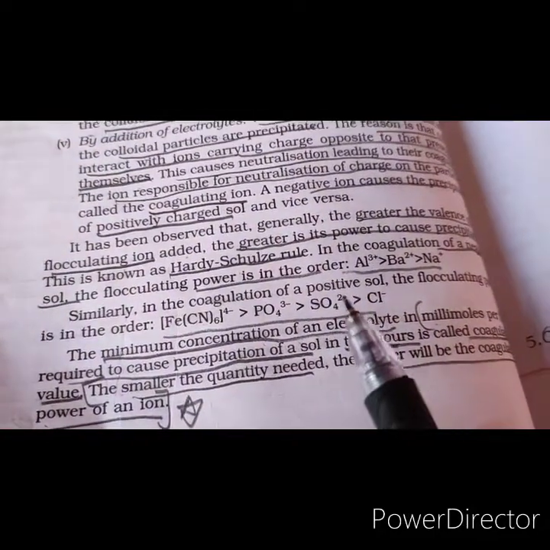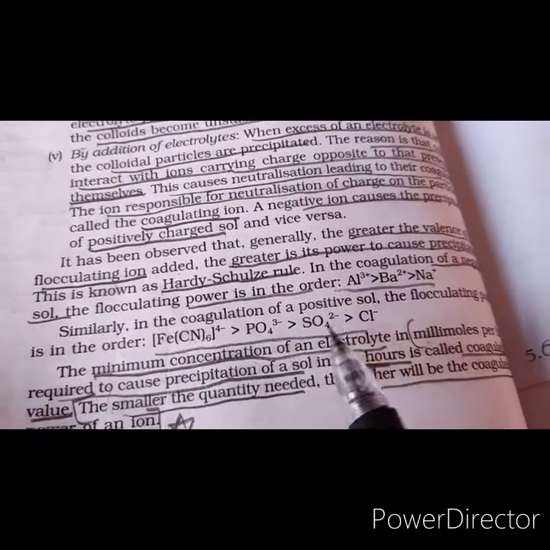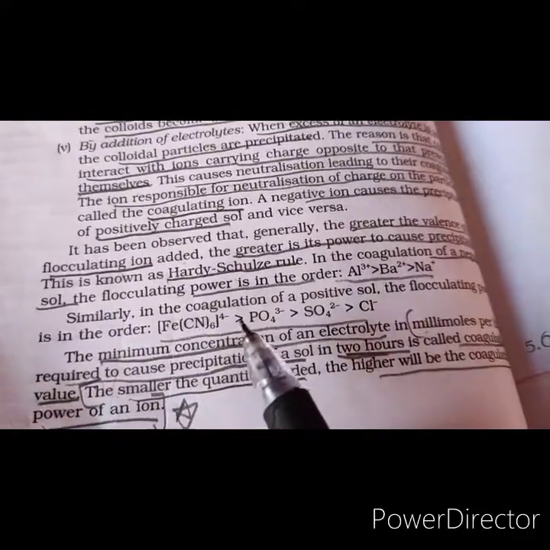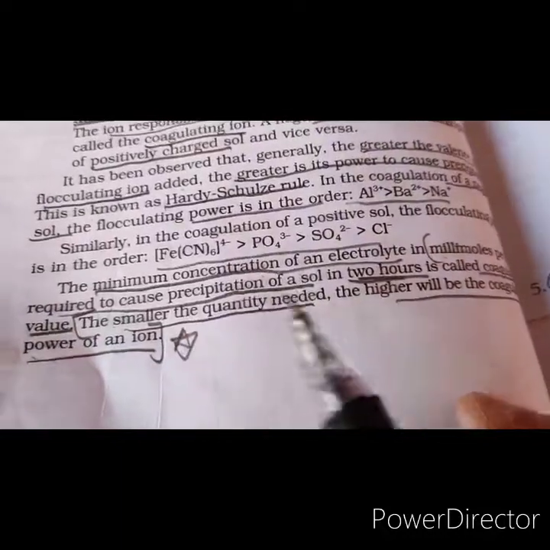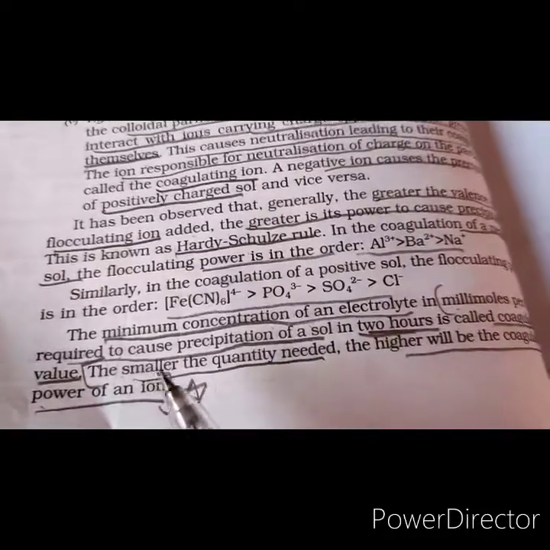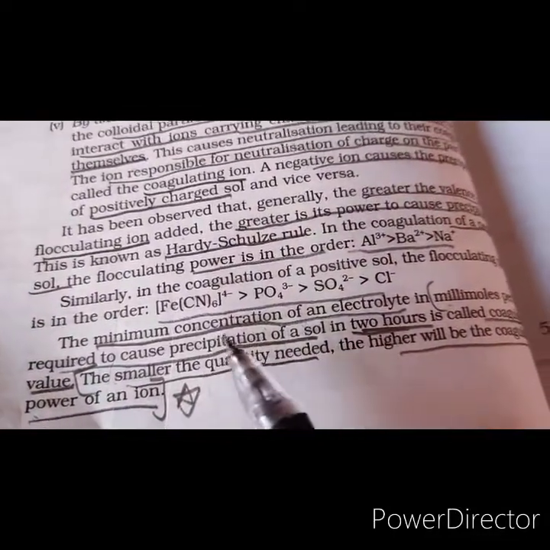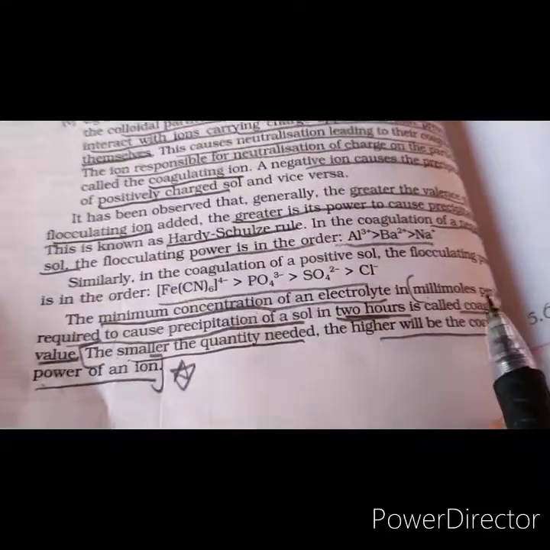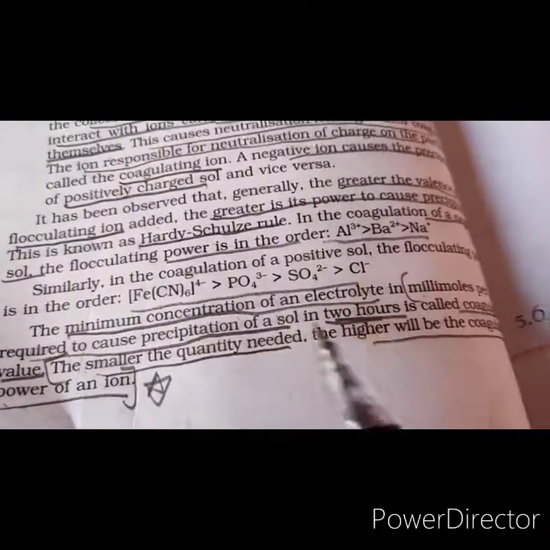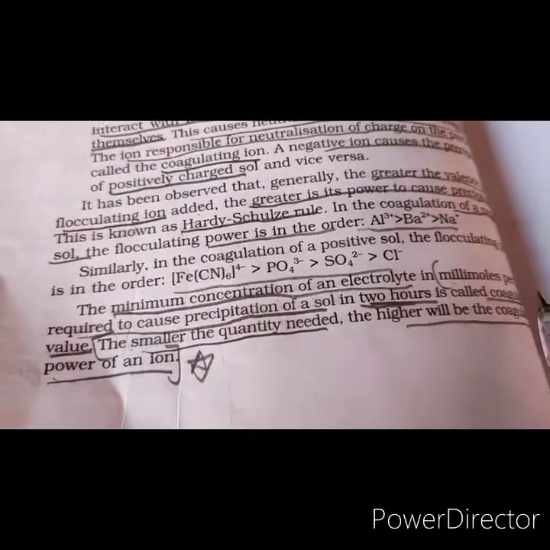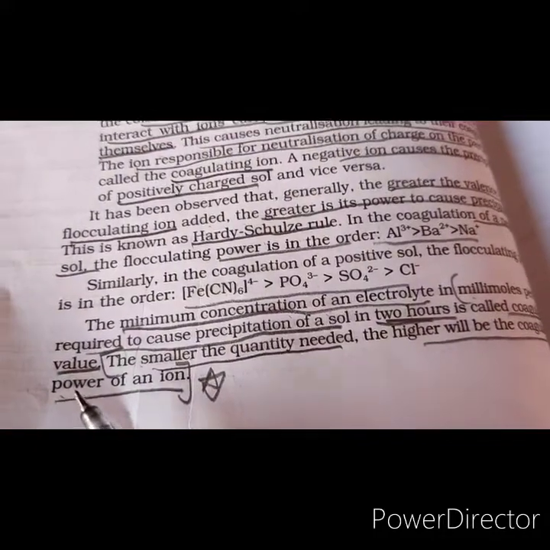For example, we have the positive sol and the flocculating power of the ions will be in the order [Fe(CN)6]4-, PO4 3-, SO4 2-, meaning greater is the valence of the oppositely charged ion, greater is the power to cause precipitation. Now the minimum concentration of the electrolyte which is required to cause precipitation of a sol is called the coagulating value. The minimum concentration has to be taken in millimoles per liter, and this has to be observed for 2 hours. So the minimum concentration of an electrolyte in millimoles per liter which is required to cause precipitation of a sol in 2 hours is called coagulating value.